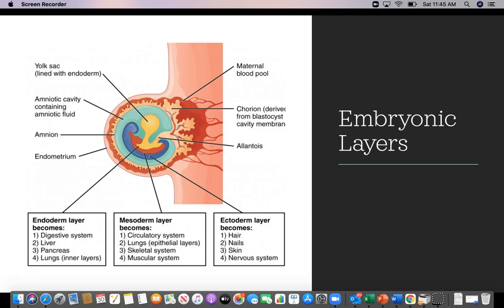We're going to look at the amniotic cavity with the amniotic fluid. We're going to take a look at the amnion and the chorion. You can also note that the yolk sac, which is right here, is what provides some nutrients to the baby before the placenta is fully functioning.